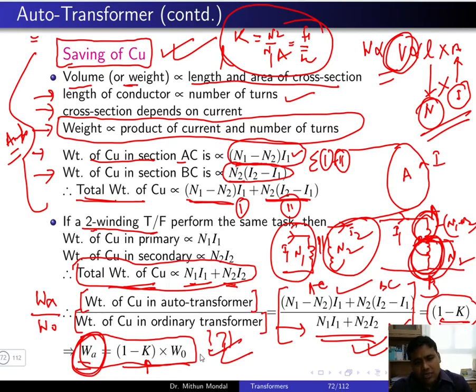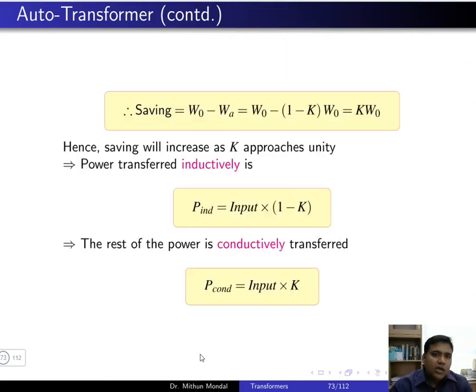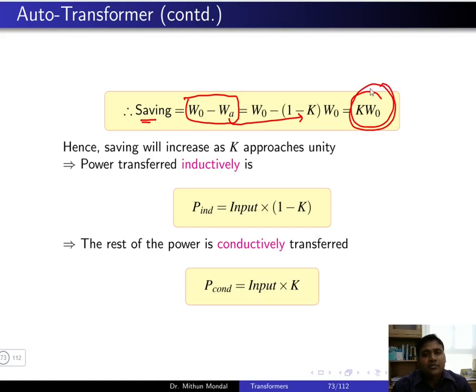Weight of the auto transformer copper is equal to 1 minus K, where K is the transformation ratio of the two winding transformer, multiplied with the weight of the copper in the ordinary two winding transformer. So what is the saving then? The saving of copper is basically the weight of the two winding transformer minus the auto transformer, right? The auto transformer copper is equal to 1 minus K into the two winding transformer. So basically the saving that you are getting in copper is equal to K times W naught.